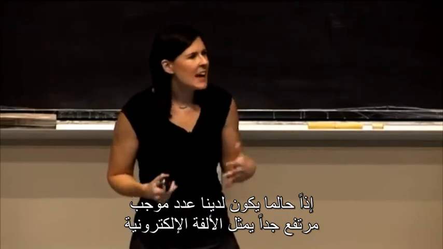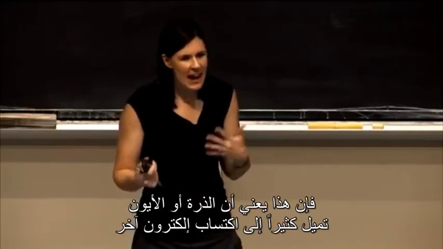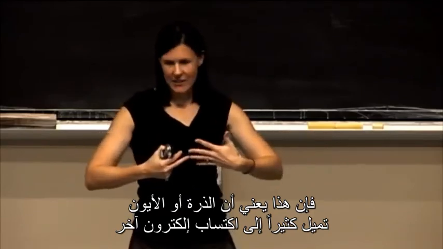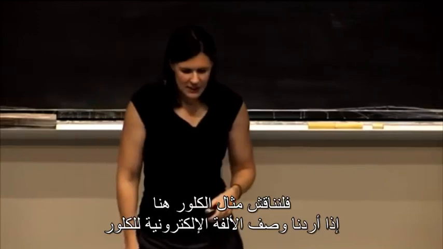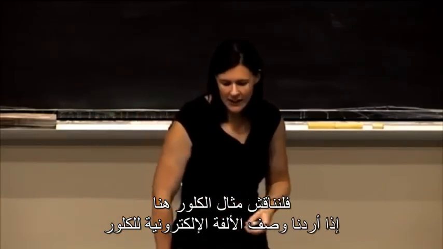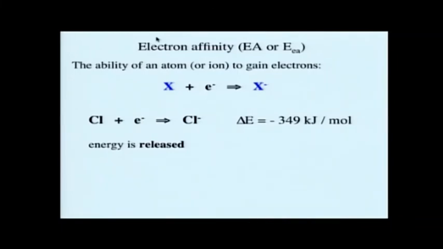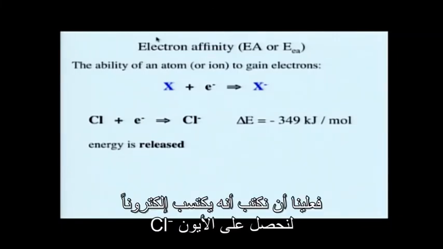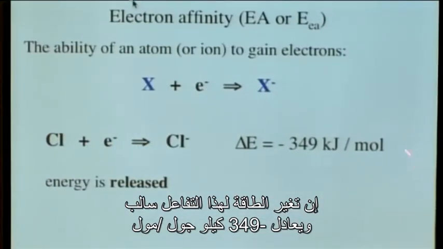So basically, anytime we have a really high positive number of electron affinity, it means that that atom or ion really wants to gain another electron, and it will be very stable and happy if it does so. So let's look at an example of chlorine here. If we talk about chlorine in terms of electron affinity, we would be writing that we're gaining an electron here and getting the ion Cl-. And the change in energy for this reaction is negative 349 kilojoules per mole.